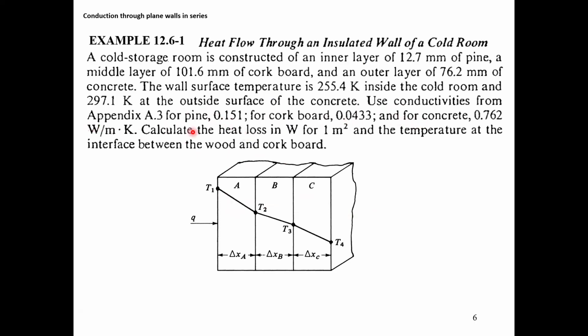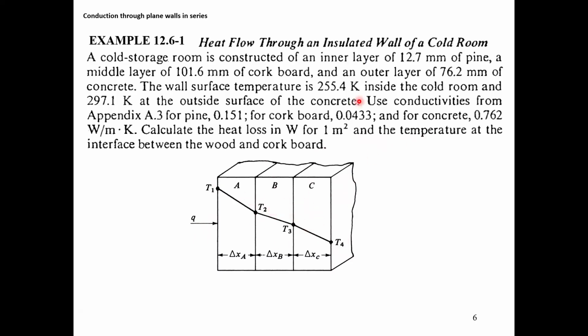Remember the units for thermal conductivity are watt per meter Kelvin. You are asked to calculate heat loss, that is, the rate of heat transfer. When we talk about watt, it is joule per second, and when we talk about rate, it is always per second. The area is given as 1 meter square, so the area we are talking about has been provided. Not only that, they are asking you to calculate Q, and they are also asking you to calculate one of the temperatures in between.